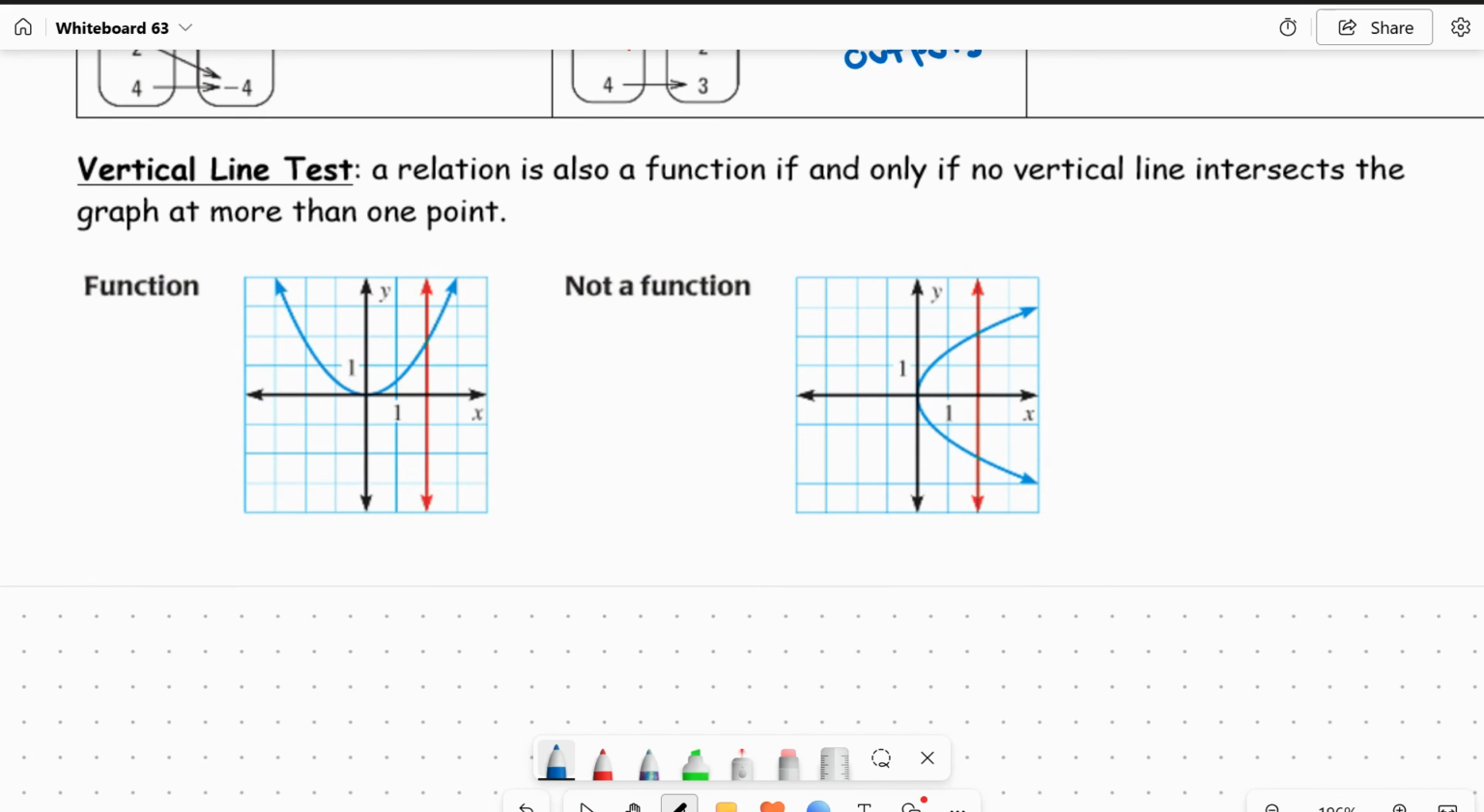So the last thing on this first page here is the vertical line test. Okay, we have used the vertical line test for a while now. Remember, if you can drop a vertical line through any point in a graph, that gives you a function. If you drop a vertical line and it touches multiple points, like in the second example, this would not be a function.